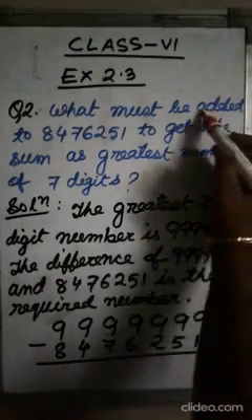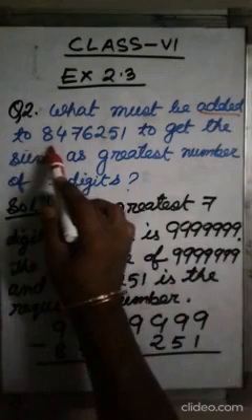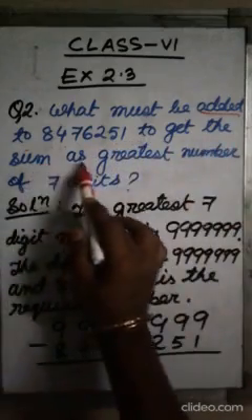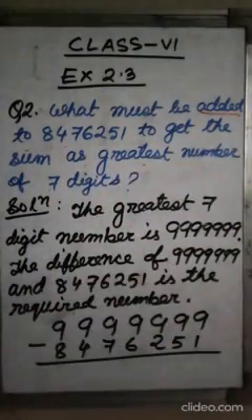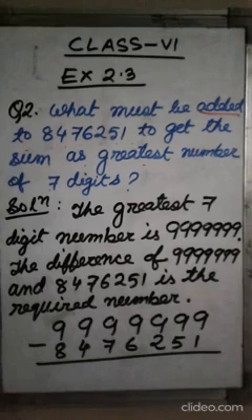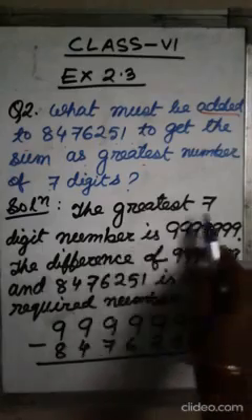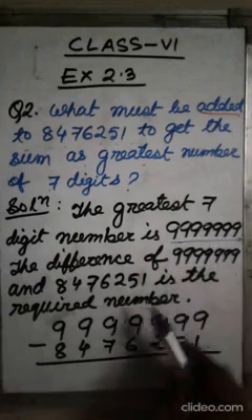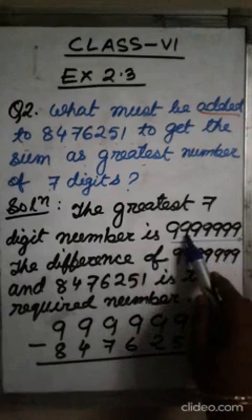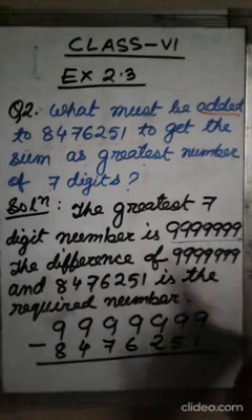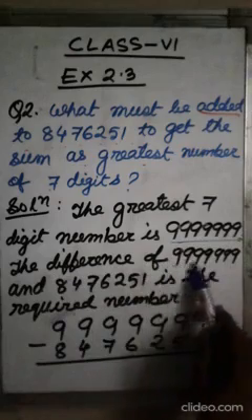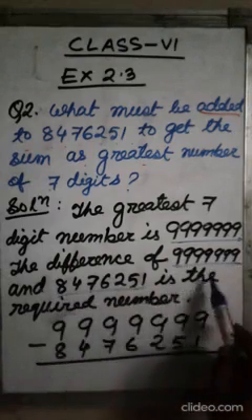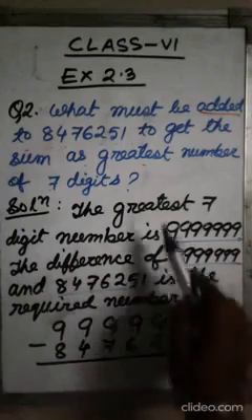What must be added to 84,76,251 to get the sum as the greatest number of 7 digits? So what is the greatest number of 7 digits? The greatest 7 digit number is 99,99,999. The difference of the greatest 7 digit number and this number is the number required to add.